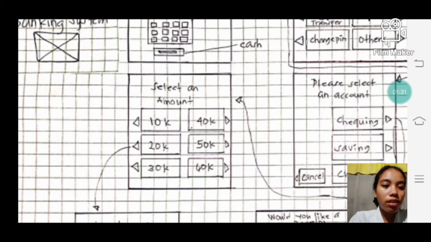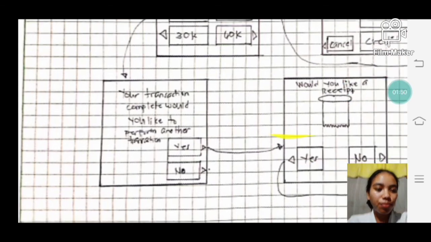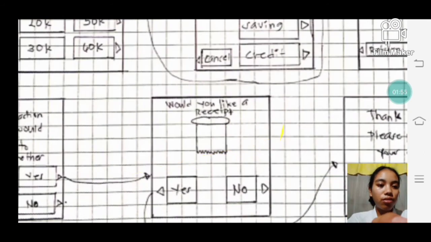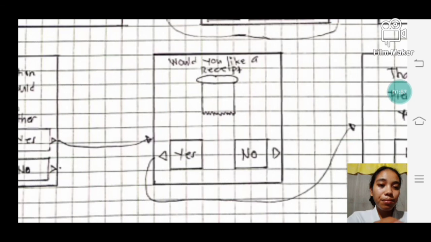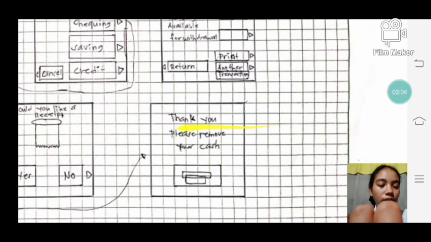If you select 20k, you would be asked like this. You will be asked if you would like to perform another transaction, yes or no. If yes, would you like a receipt? If yes, this will be displayed.